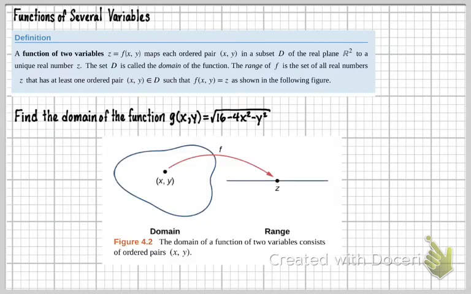Now here's that figure. Looking at this figure, we see this blob coming out of the xy plane. And that's what it's saying here. It says my D is the real plane R2. So let me draw it two-dimensionally so you can kind of see it. That could be my xy, and it's going to map to z. That's the idea here. And that z is just a height. It's going to be the height of that function.